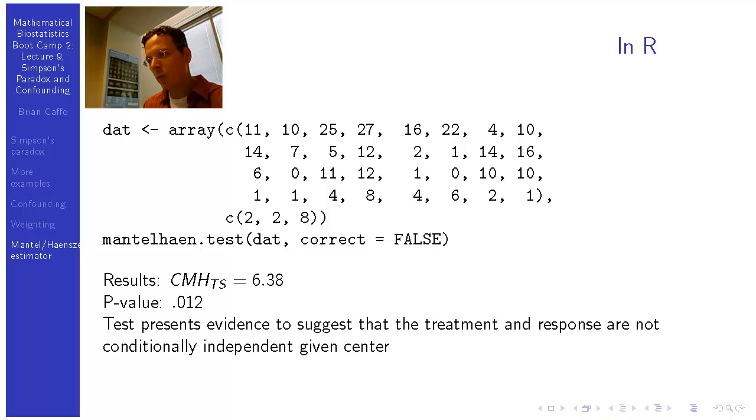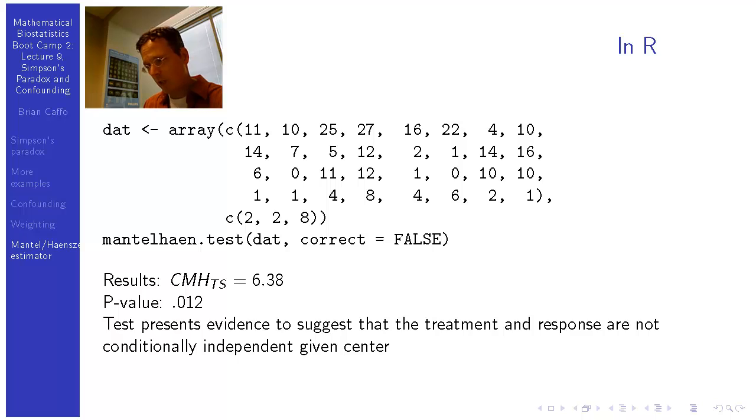In this case, 8 2x2 tables, and then you can do this Mantel-Haenszel test. I put correct equals false here again so that if you do the calculations by hand, you'll get a result agreeing with the R output. You generally want to leave this correct equals true.